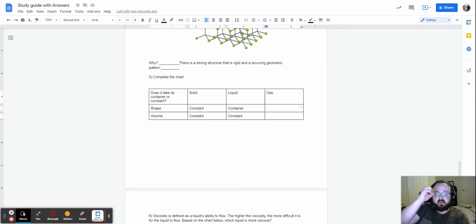When the balloon is this big, the space would just be this circle. But as you keep blowing air into the balloon and it grows to be this massive, now the volume, how much space it takes up, is the bigger balloon. For a gas, the shape and the volume are the container. Okay? Sounds good.